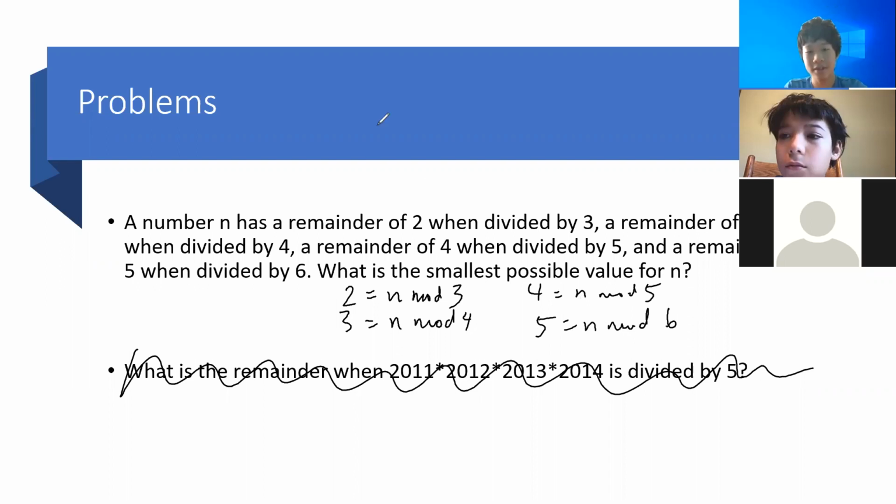Well, it seems like all the remainders for these are different, so it seems like the only way is to guess and check. No. It's actually a really smart way to do this. So observe how 2 is the same thing as negative 1 mod 3. Remember negative mods? 2 is the same thing as negative 1 mod 3, because if we add 1 to this, we get a full group of 3. 3 is negative 1 mod 4. 4 is negative 1 mod 5. 5 is negative 1 mod 6. So we can rewrite all of this.